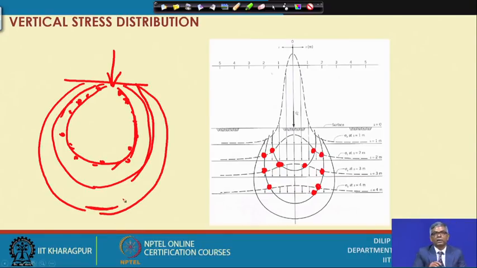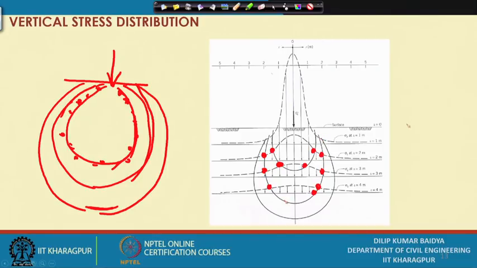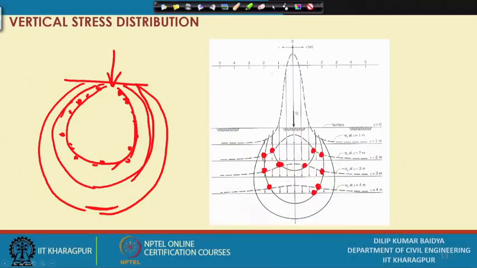That means below the load point we will get several points, with several combinations of r and z, where we will get equal vertical stress. And if this is equal vertical stress, then that is actually called your pressure bulb. In soil mechanics, we use this term, pressure bulb. What is this pressure bulb? This is actually the line joining points of pressure of equal magnitude, that is called your pressure bulb.